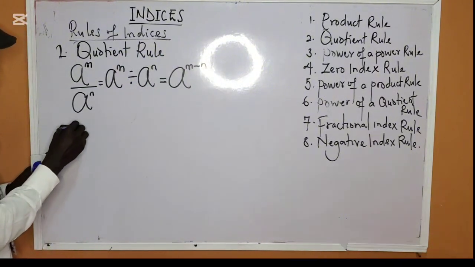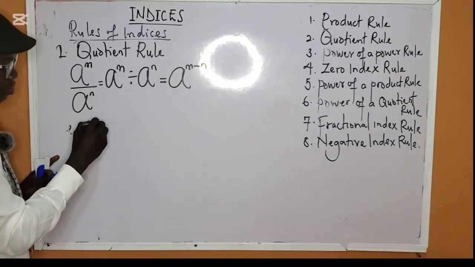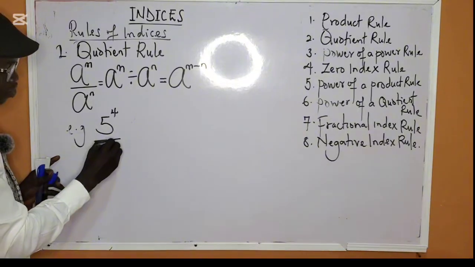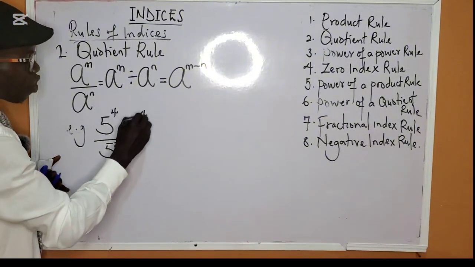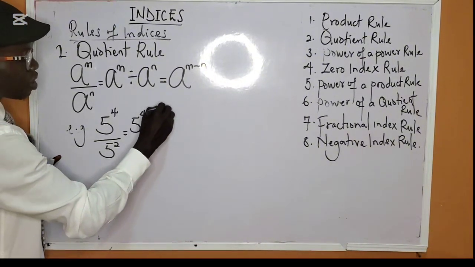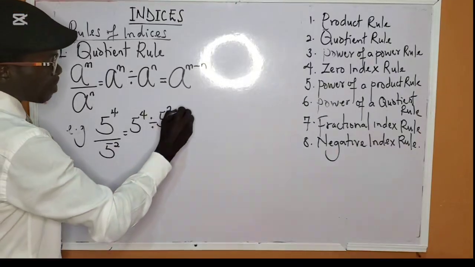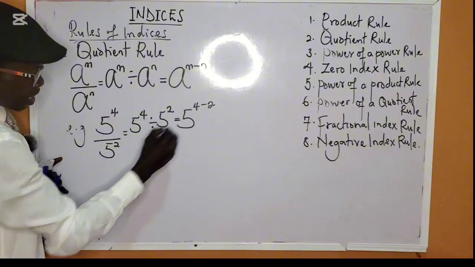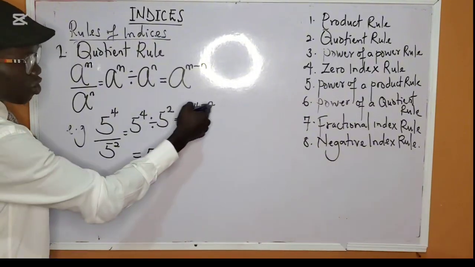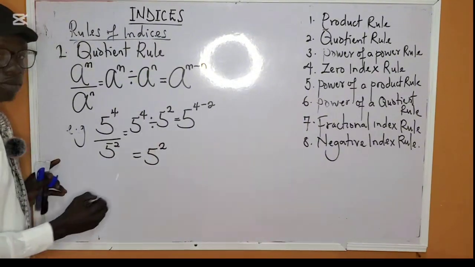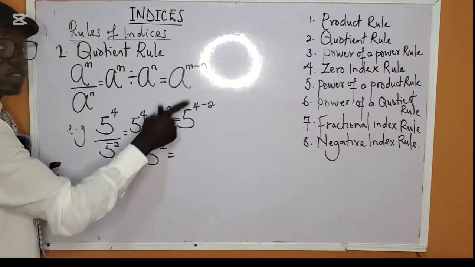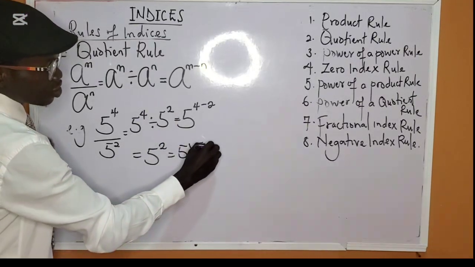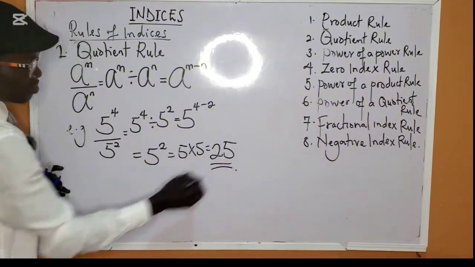So an example of this is if I have 5 raised to the power of 4 divided by 5 raised to the power of 2. That will give me 5 raised to the power of 4 minus 2. The answer is 5 raised to the power of 2. And what is 5 squared? It is not 5 times 2. It is 5 multiplied by 5, which is 25.